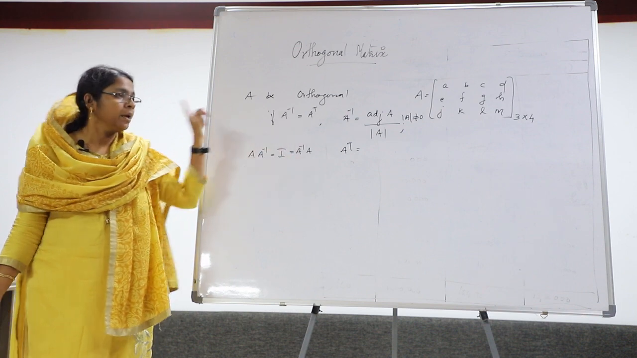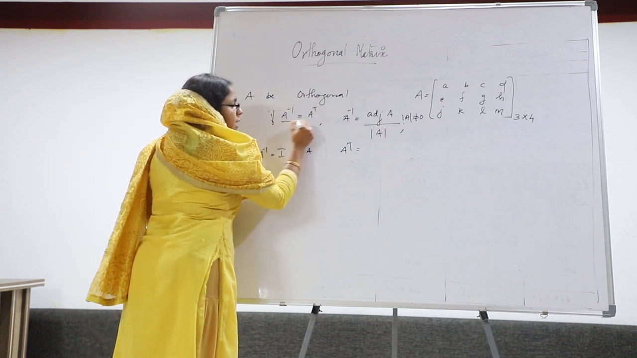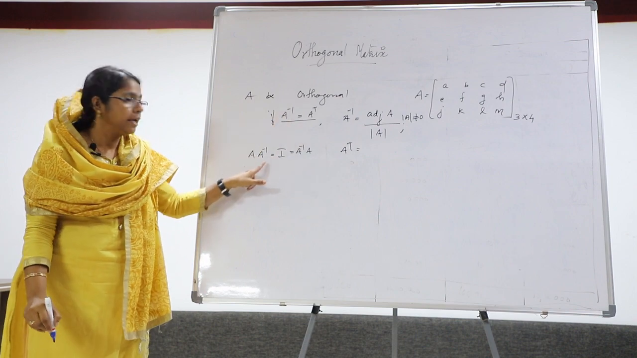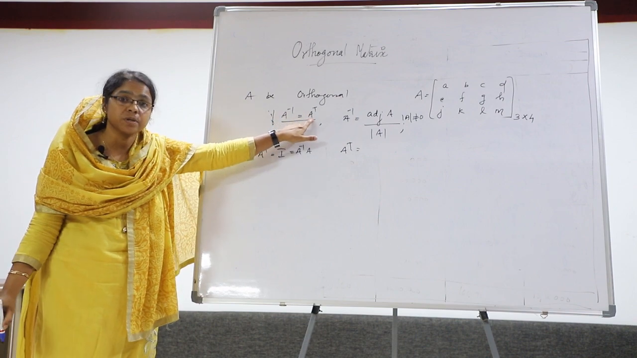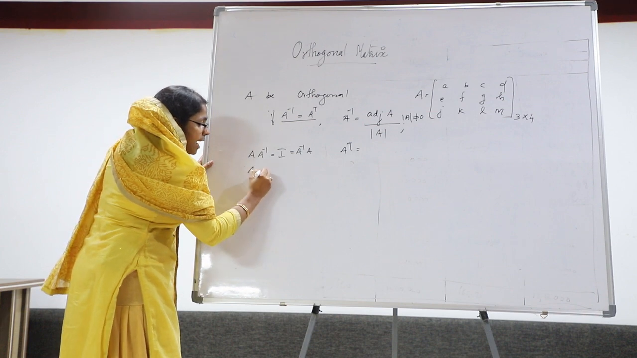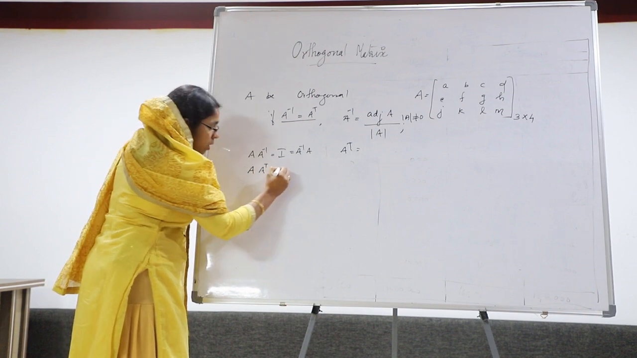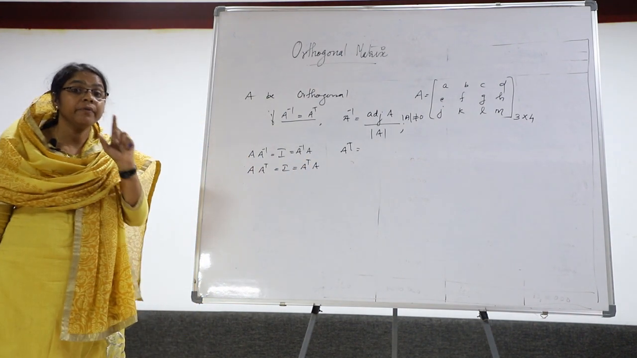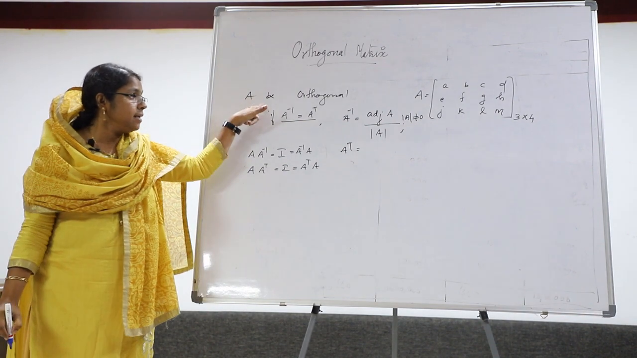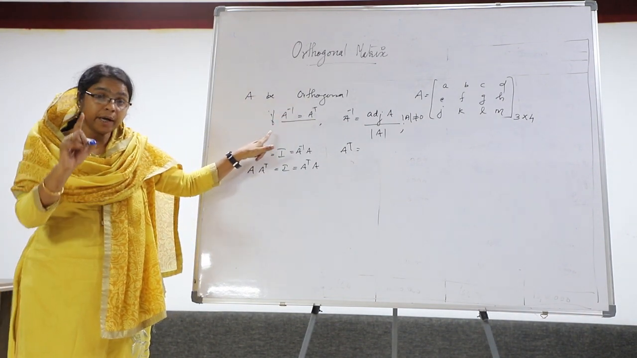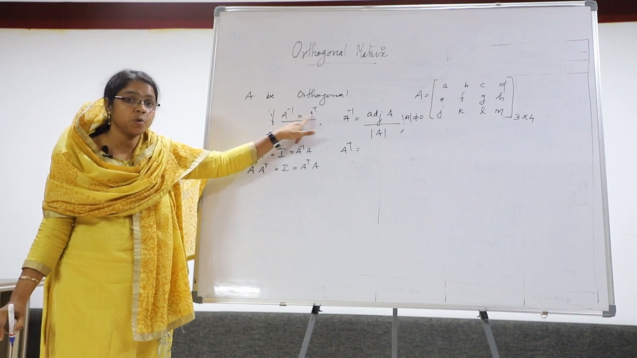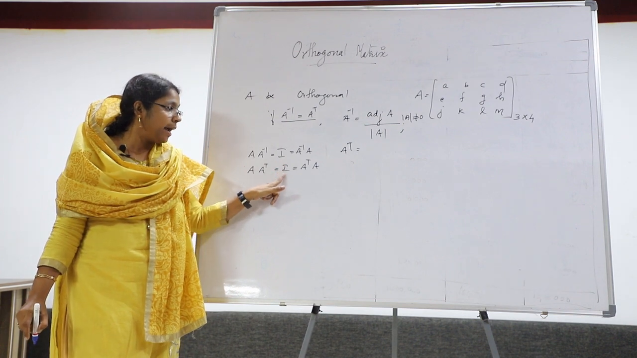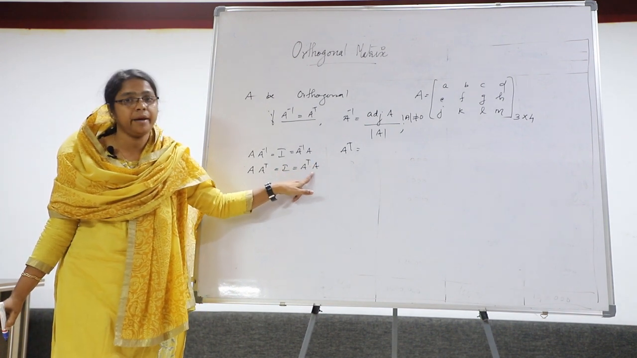Then here A is orthogonal means the condition is that A inverse is equal to A transpose. Just substitute A transpose instead of A inverse. Therefore, this equation becomes A into A transpose is equal to I, and that is equal to A transpose into A. So we can say that a square matrix A is said to be orthogonal if the first condition is A inverse is equal to A transpose, and the second condition is A into A transpose is equal to I, which is equal to A transpose into A.